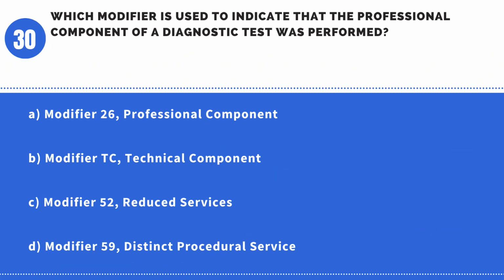Question 30. Which modifier is used to indicate that the professional component of a diagnostic test was performed? A. Modifier 26, professional component. B. Modifier TC, technical component. C. Modifier 52, reduced services. D. Modifier 59, distinct procedural service.